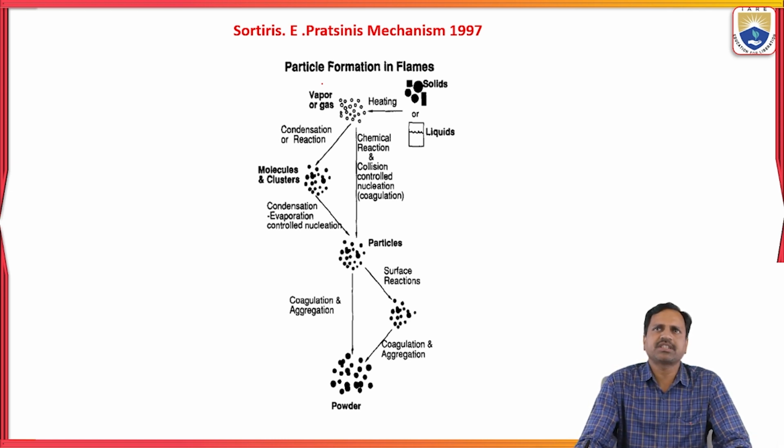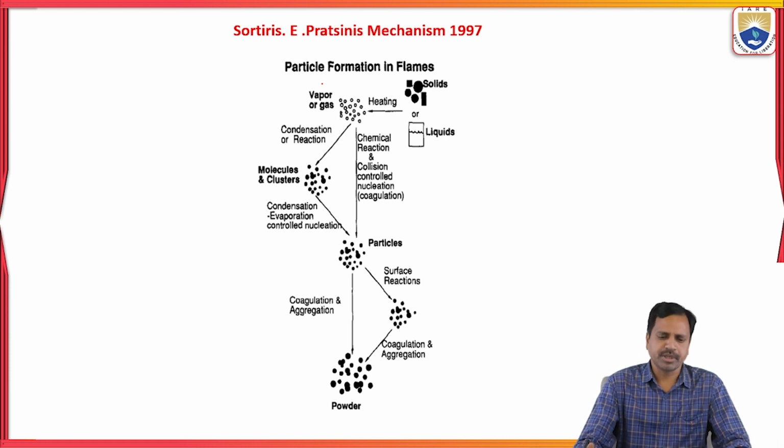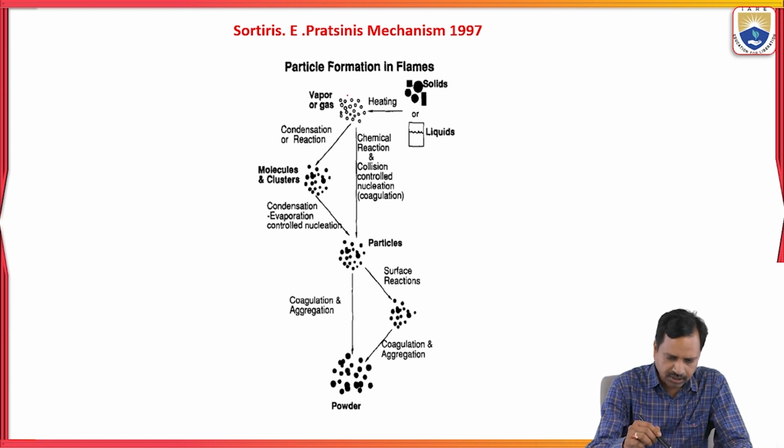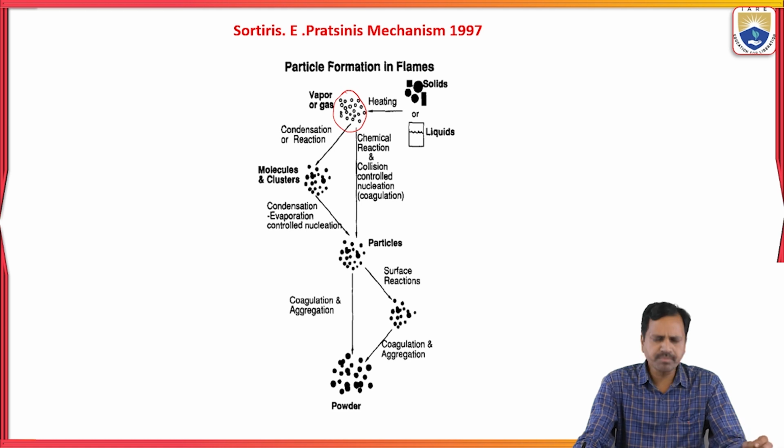The flame synthesis mechanism was explained by Sotiris E. Pratsinis in 1997, showing how the particles form into powders. First, you can see these are vapors. From where are we getting these vapors? These vapors are from the precursor.